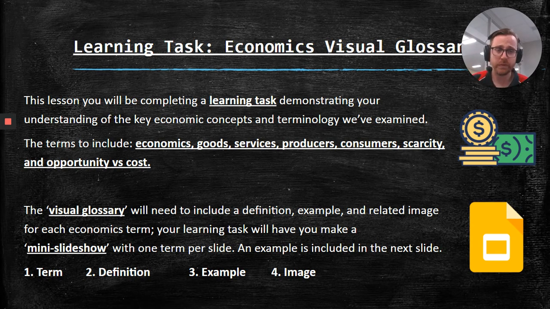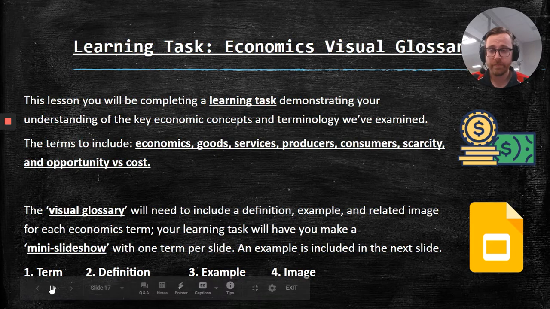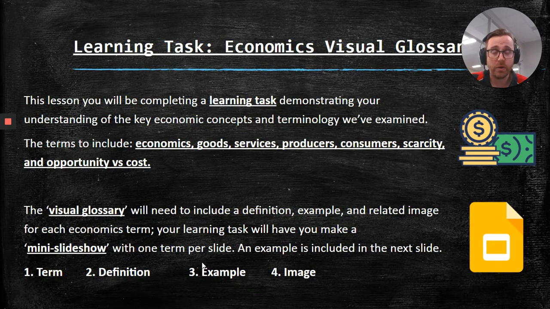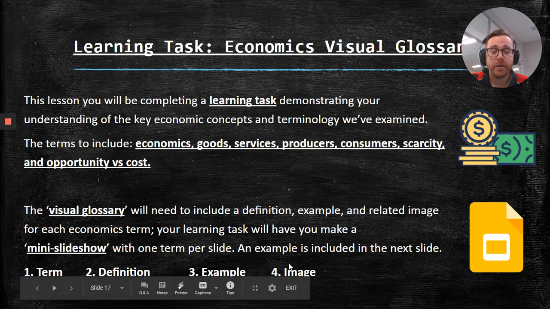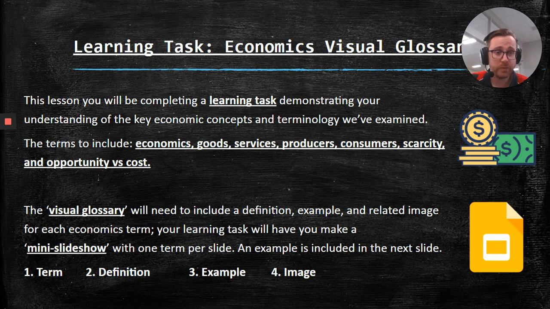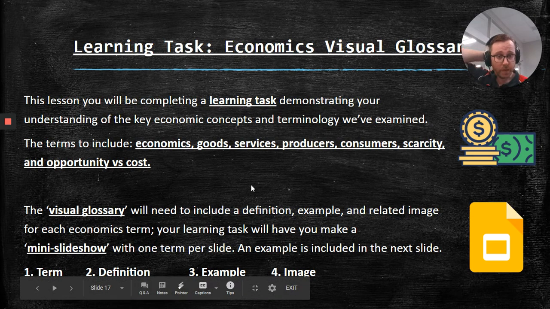So each slide will have one term on it. Let's say I'm looking at goods. It'll say goods at the start of the slide. It'll give me a definition of what a good is. It'll give me an example of what a good might be, so an iPhone or something. And I might have a related image. So it could be a literal picture of an iPhone, or a picture of a cheeseburger, or a picture of a hat. These are all goods. An example is included in the next slide.